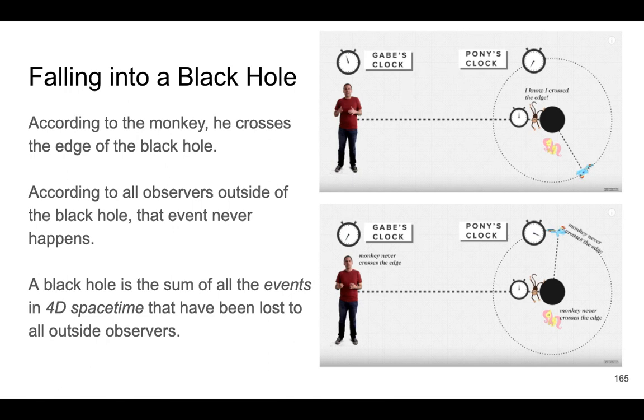So it's weird. This is the idea that a black hole, again, is not a region of three-dimensional space that has a volume. It is the sum of all of the events in four-dimensional space-time that have gone missing according to all outside observers. So ideas of causality and time and space, it all gets really, really weird in this.